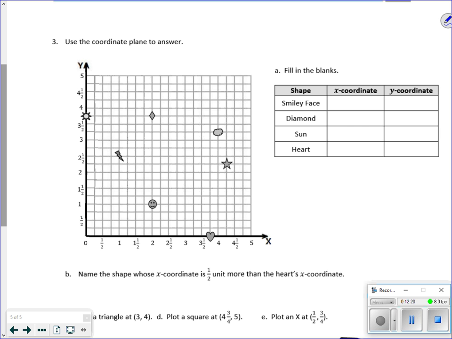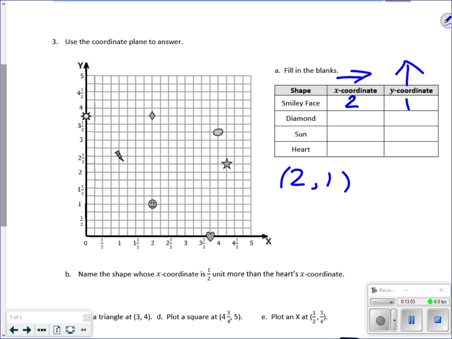So if we want to figure out the X and Y coordinates of the smiley face, the easiest thing, the smiley face. What are the coordinates of the smiley face? 1, 2. It is not 1, 2. 1, 2 is right there. 2 and 1. Over 2. The X is this way and the Y is this way. X before Y. Ground to the sky. So it's 2, 1. So the smiley face is 2, 1. You should have that.